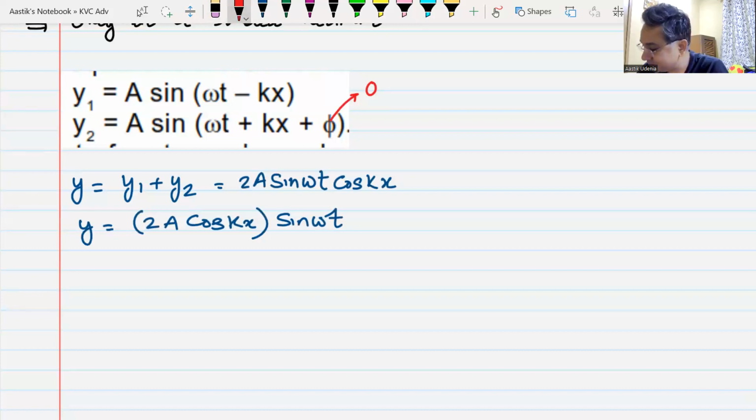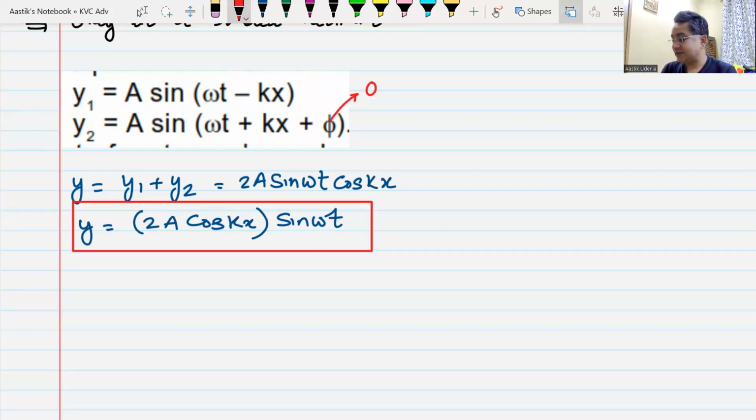This, my dear friends, boys and girls, ladies and gents, is what we call a standing wave, खड़ी हुई wave, stationary wave. Yes, sir. This is a stationary wave, my dear friend.